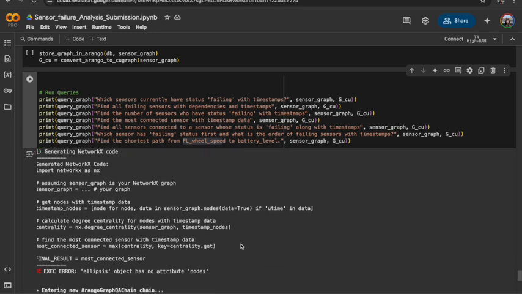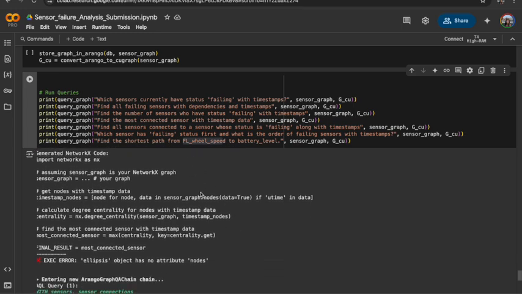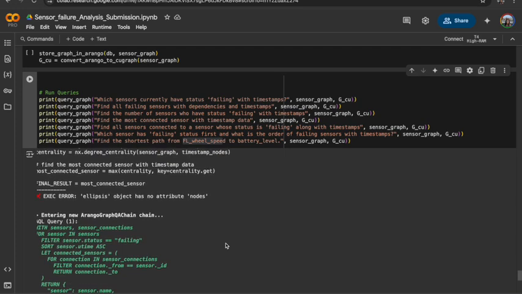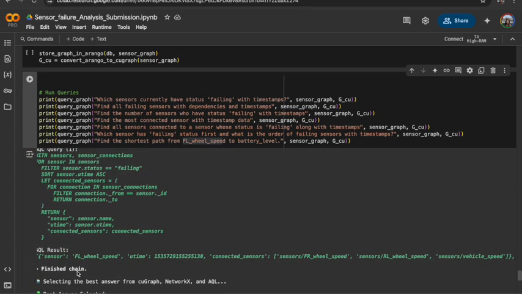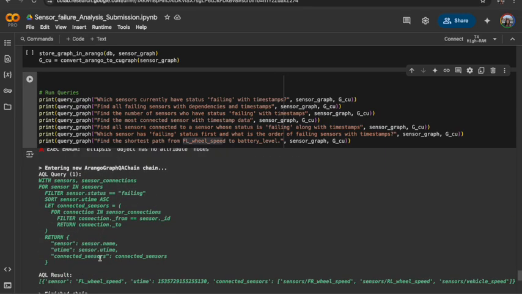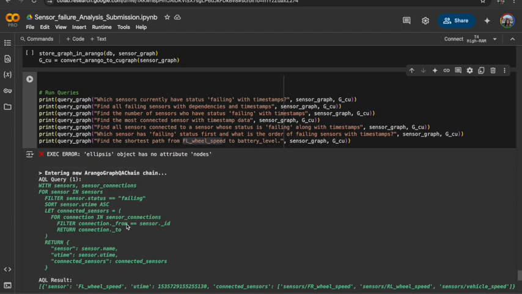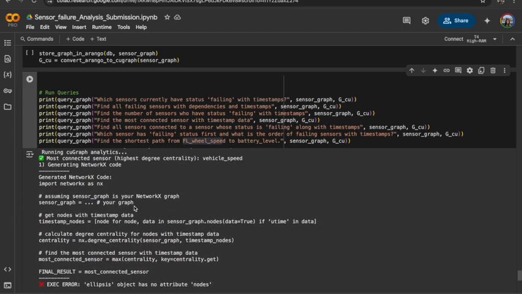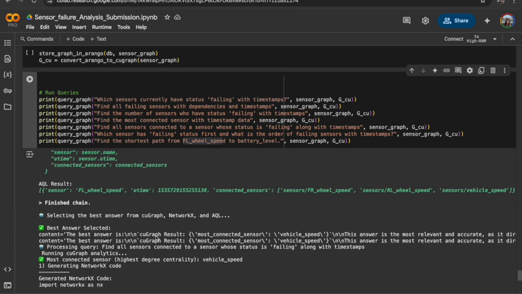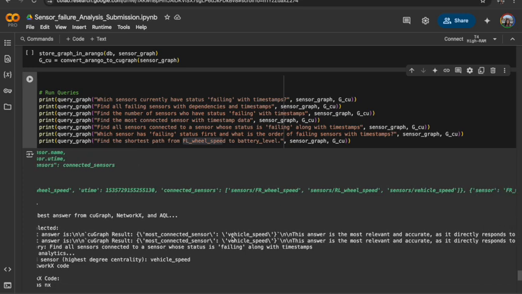Moving on to the queries in which we are using the cuGraph. So, finding out the most connected sensors with the timestamp data. Here, AQL gives us some result. Then, there's some error in the NetworkX generated query, but it selects the best answer as the cuGraph result. The most connected sensor is vehicle speed.